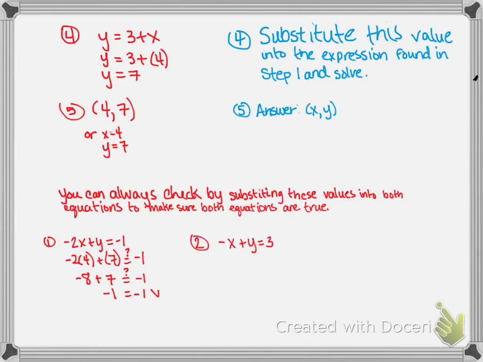Let's check it in the second equation. Negative x plus y equals 3. Substitute in 4 for x, 7 for y. Does negative 4 plus 7 equal 3? Yes, 3 equals 3. It checks out in both equations.